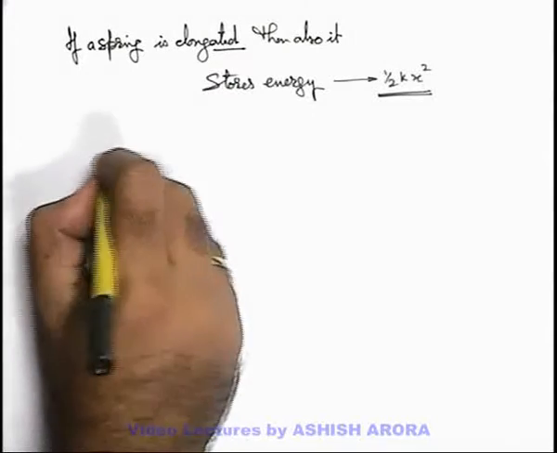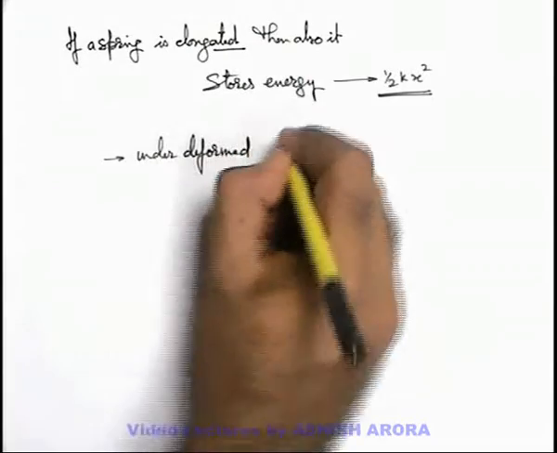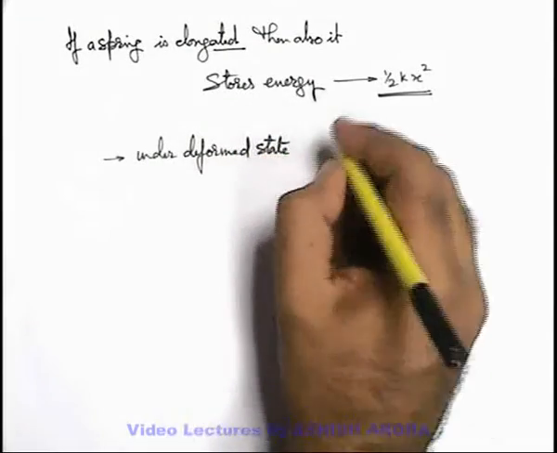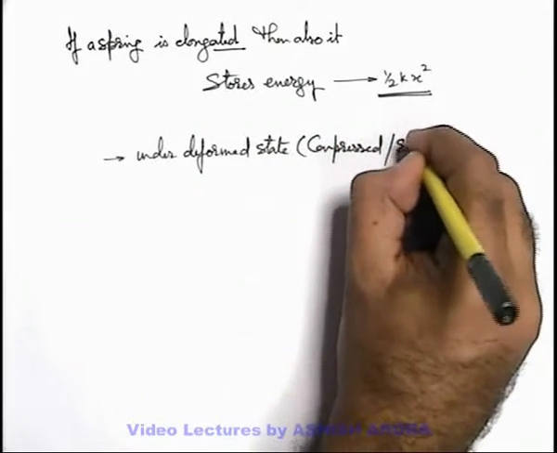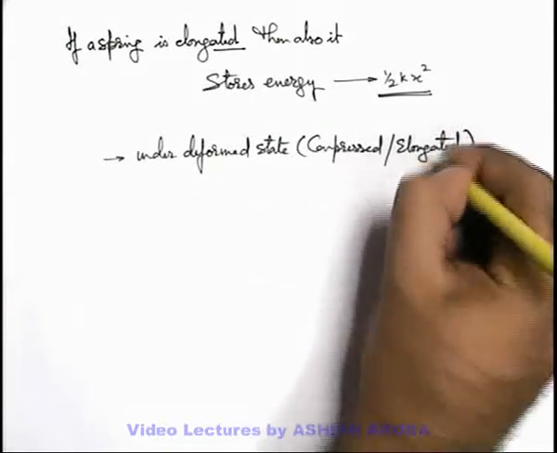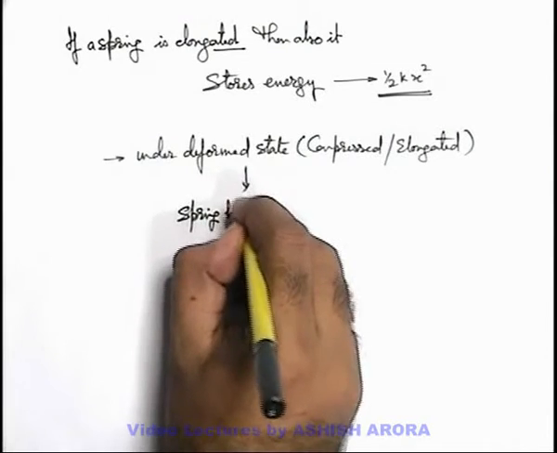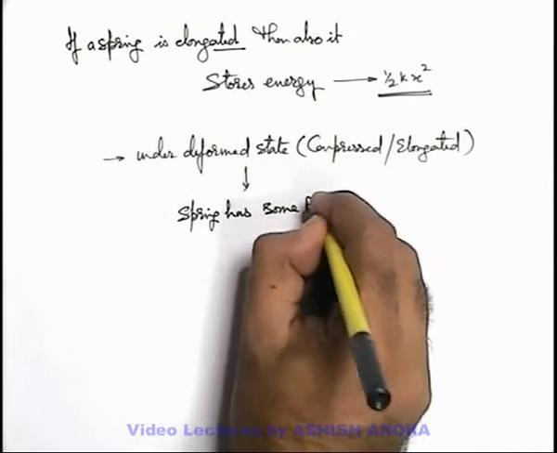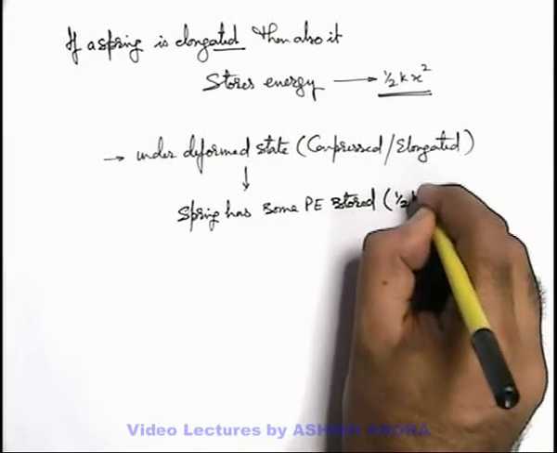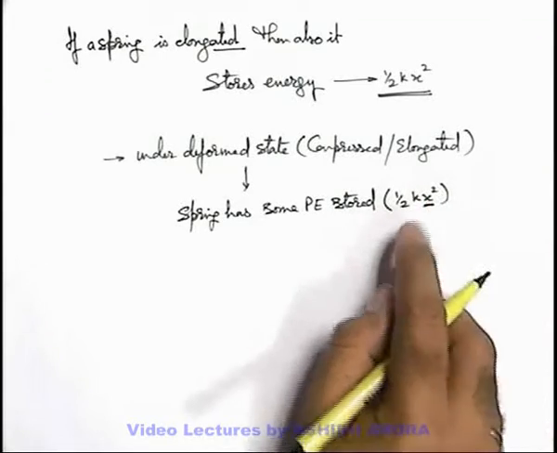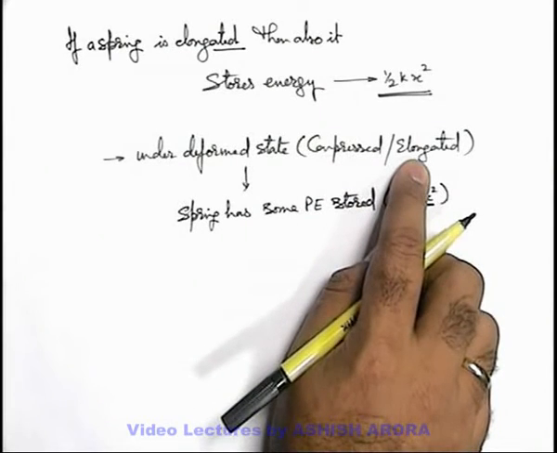So we can simply state, in a deformed state, which may be compressed or elongated, in either of these cases the spring has some potential energy stored, and its amount is half kx square, where x is the amount of deformation, which is either compression or elongation.